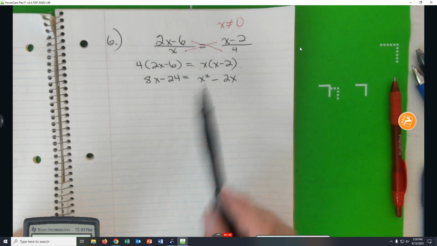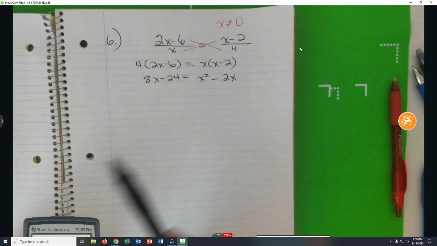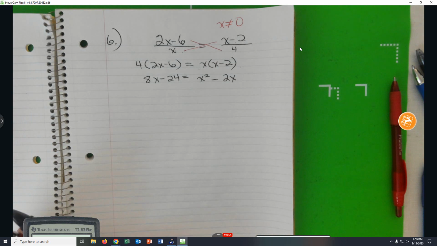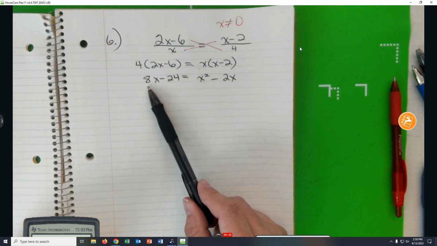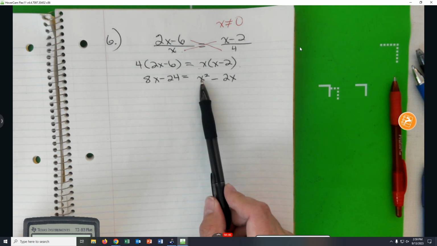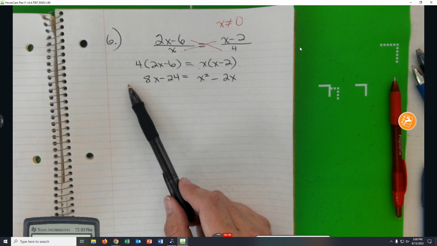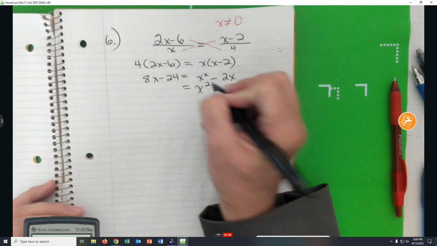Oh, it's quadratic. That means I'm going to need a 0 on one side. Do you think I'm going to get the 0 on the left side or on the right side? The left side, because I don't want to pick that x squared up and move it over, because that positive 1x squared, if I move it over, it's going to become negative. I don't want that. So I have x squared.